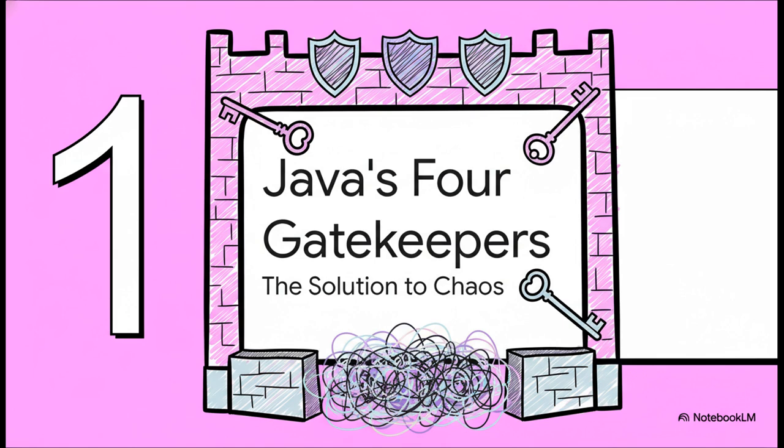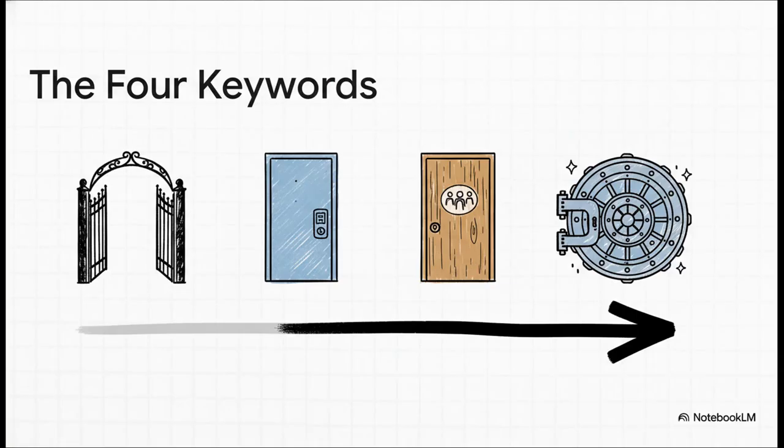You can think of them as four gatekeepers that we can put in front of our variables, our methods, even our classes, to define exactly who gets a key and who doesn't. And here they are, our four levels of security: public, protected, default, and private. Each one gives a different level of visibility, a different level of trust.